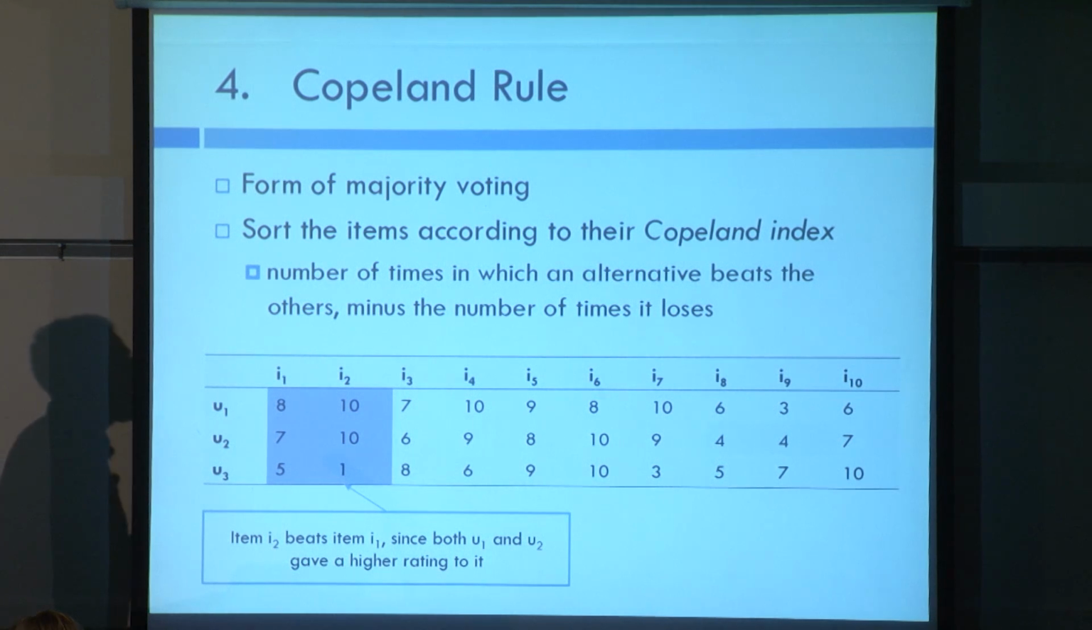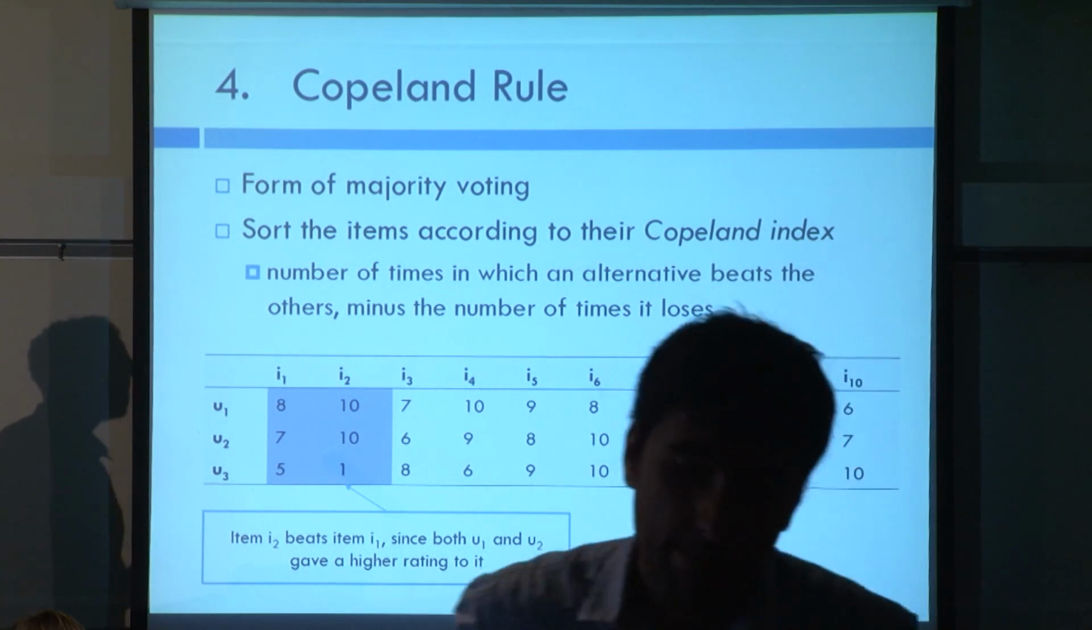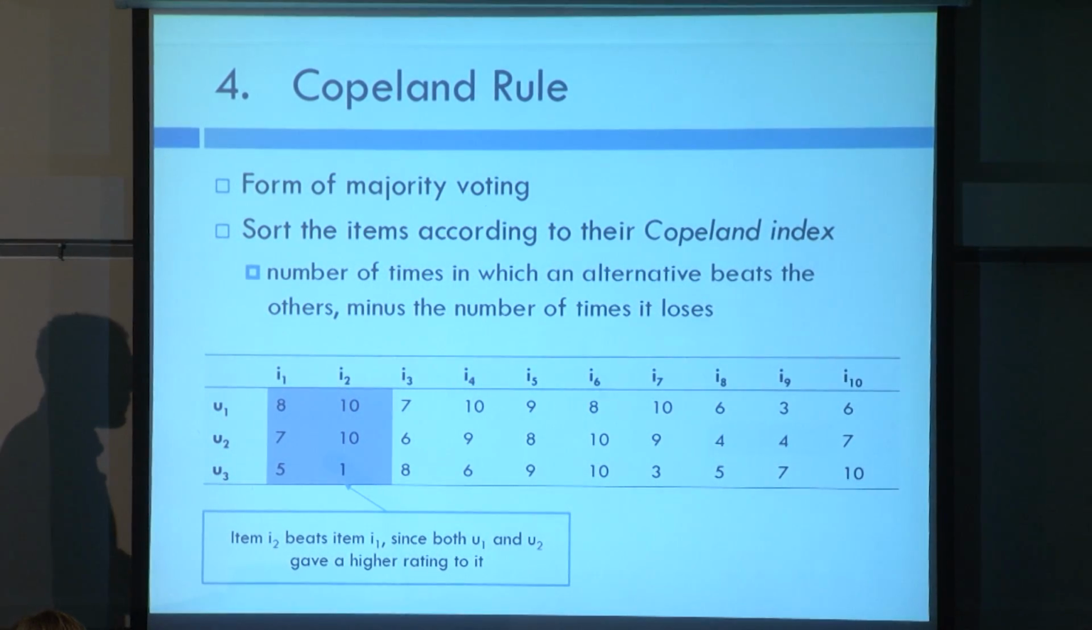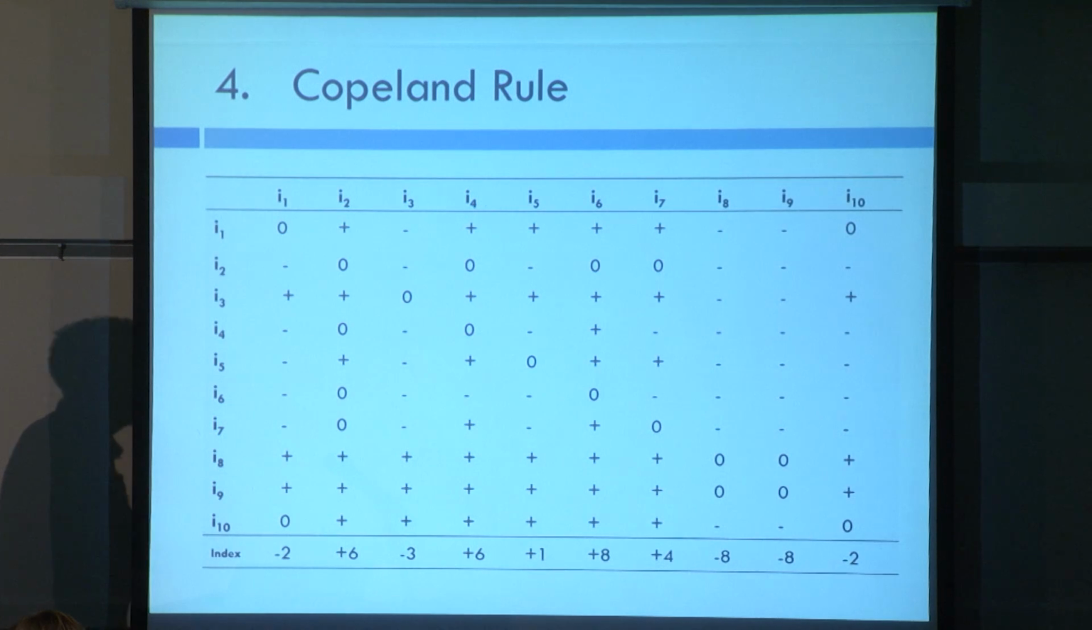Let's consider items I1 and I2. We can say that item I2 beats item I1 since it is preferred by both user 1 and user 2. Okay? So what we do is we generate a table in which we have the items both in the rows and in the columns, and we represent with a plus the fact that item I2 beats item I1, and with a minus the fact that item I1 is beaten by item I2.